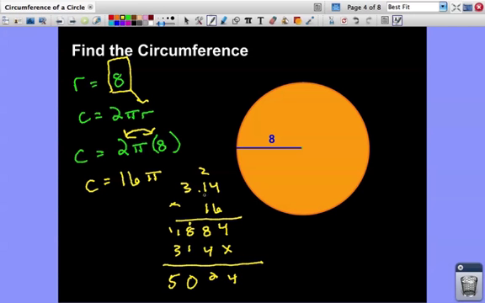5,024. Count my numbers after my decimal, 1, 2. So let's bring it over, 1, 2. And there's my answer. So the circumference equals the distance around this circle is 50 and 24 hundredths. Let's look at another problem.